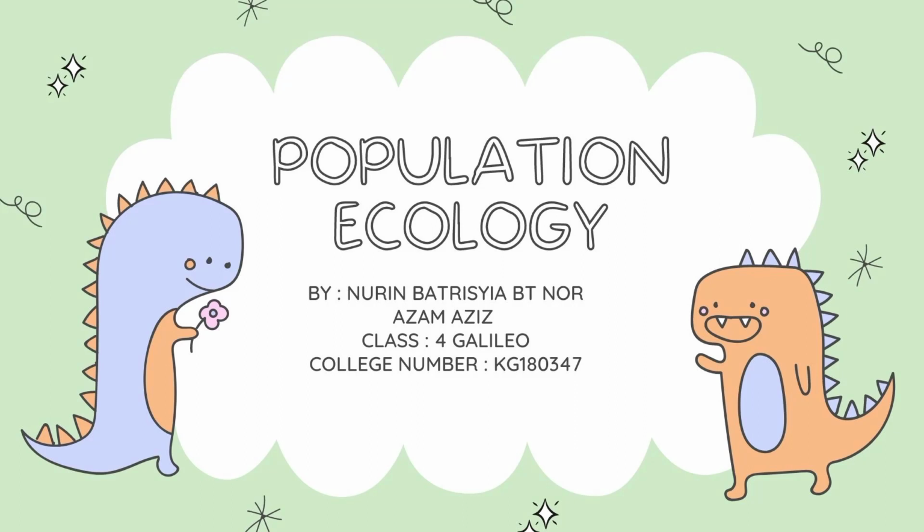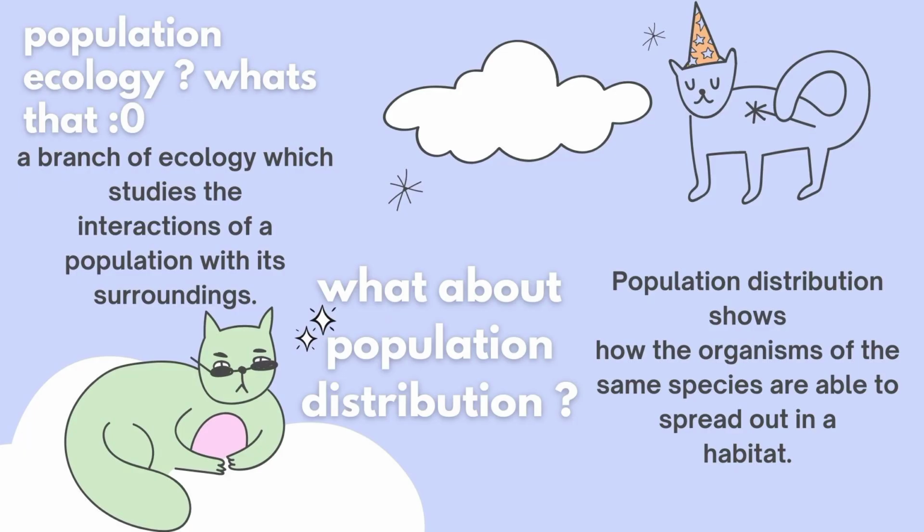Population ecology. Population ecology? What's that? Population ecology is a branch of ecology which studies the interactions of a population with its surroundings. What about population distribution? Population distribution shows how the organisms of the same species are able to spread out in a habitat.